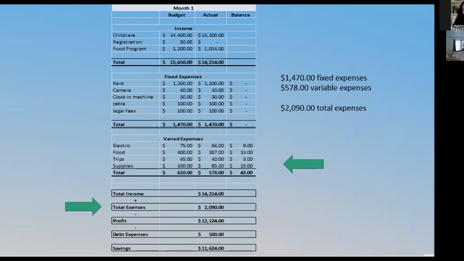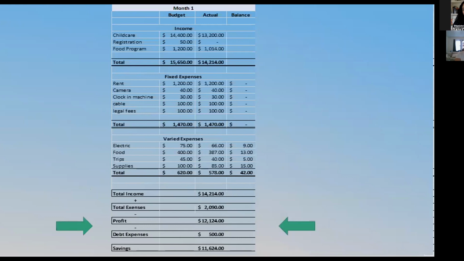That leaves you with the profit of $12,124, and I'm going to put $500 towards my debt expense, and now I have $11,000 in savings.